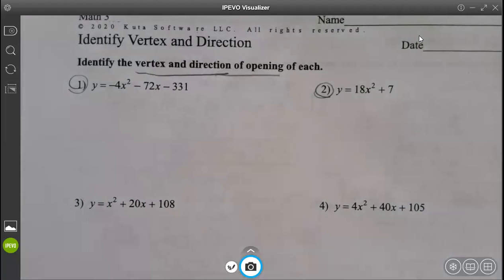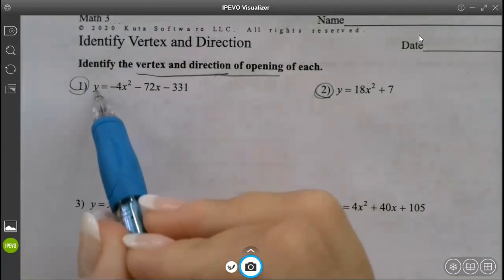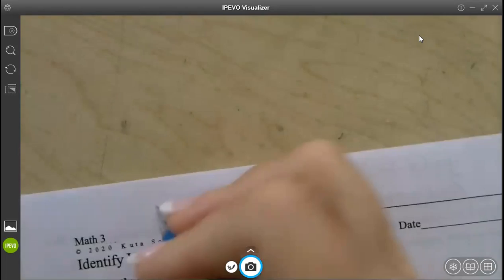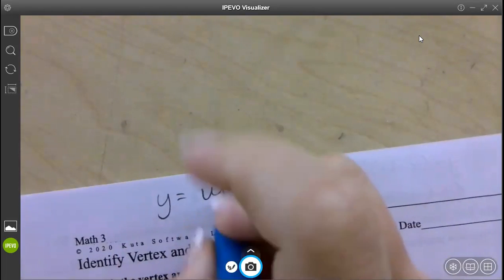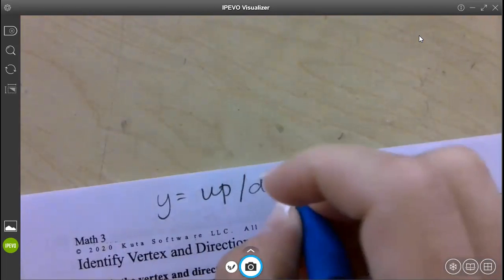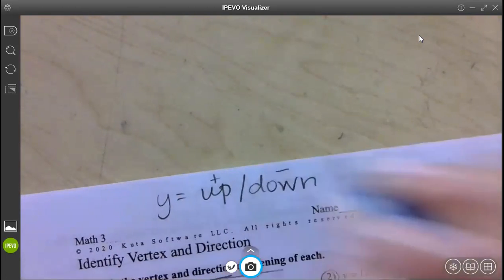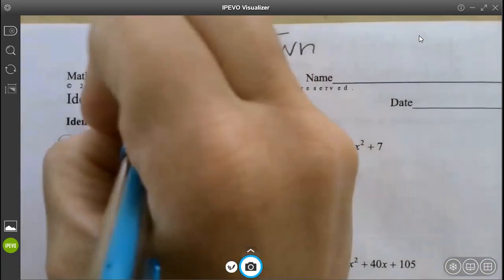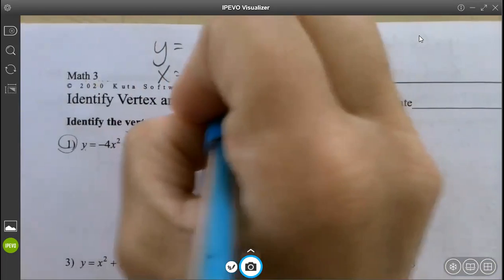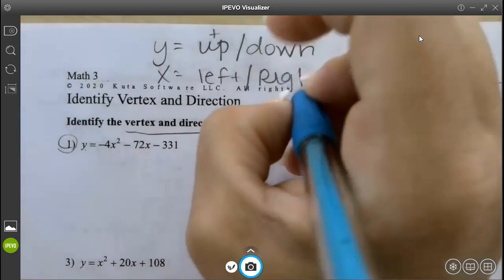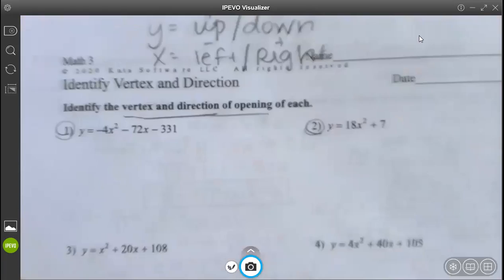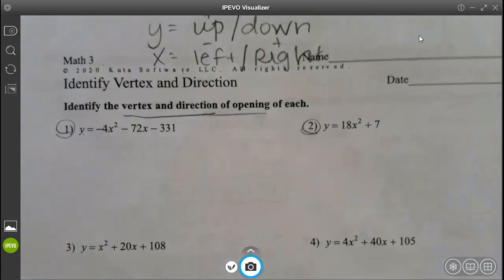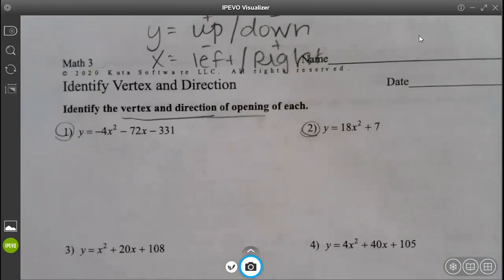This front page, all of these are up and down because they're y equals. So anything that's y equals is an up or down. Remember, up is if there's a positive, and down is if they're a negative. And then x equals is your left-right parabolas. And if it's negative in front, it'll be left. And if it's right, it'll be a positive in front.